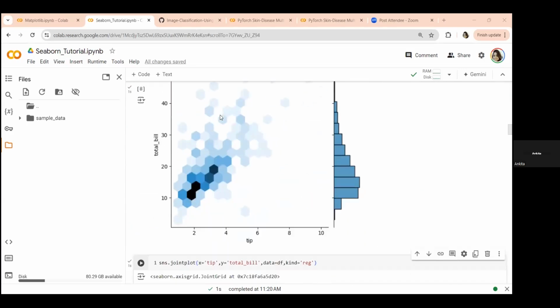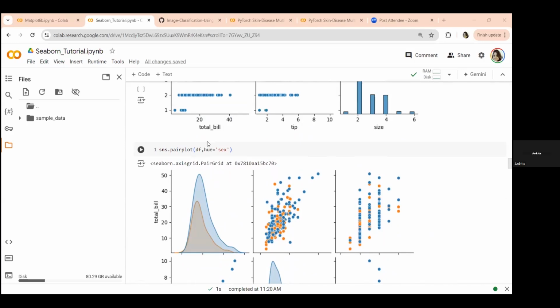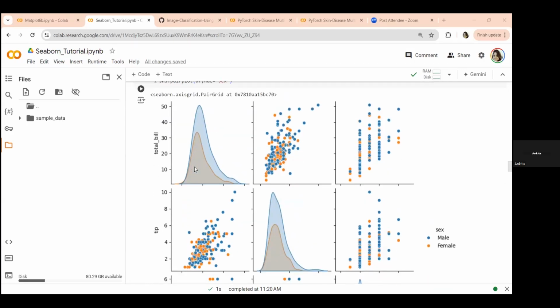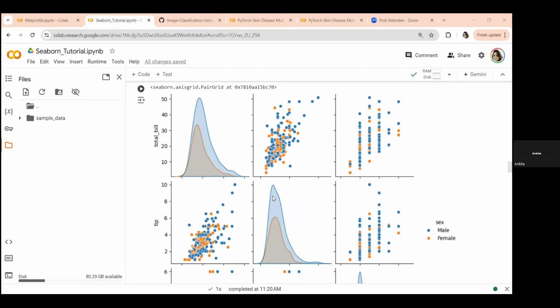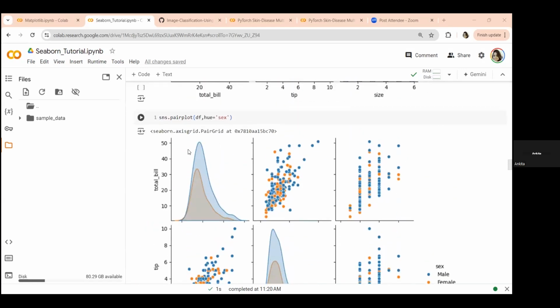When we use the hue parameter in the pair plot, it must be a feature that contains categorical values. You can also try it yourself after this class: instead of using sex, use smoker here. After that, you can visualize what the outputs and graphs will look like. Here we are comparing these two features with respect to another feature, the sex feature.